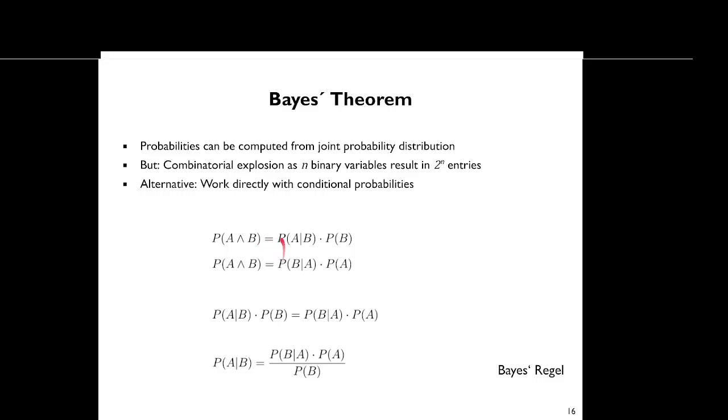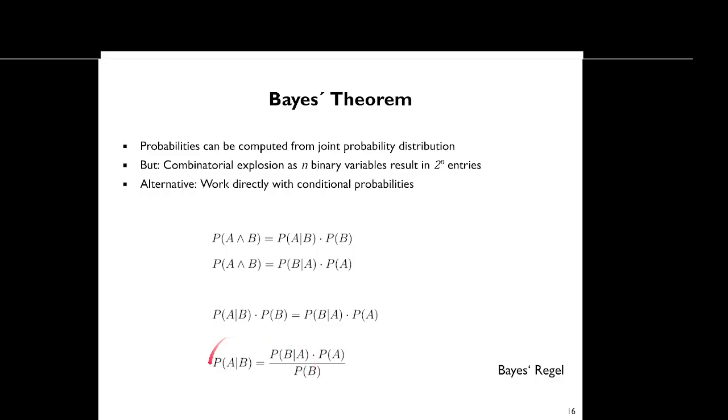Now, we can equate those two because they are the same over here, and then we get conditional probability of A given B times probability of B is equal to conditional probability of B given A times probability of A. Now, let's just divide this again by P(B), and then we have Bayes' rule. So Bayes' rule gives us a definition of this conditional probability A given B in terms of probability of B given A times probability of A divided by probability of B.